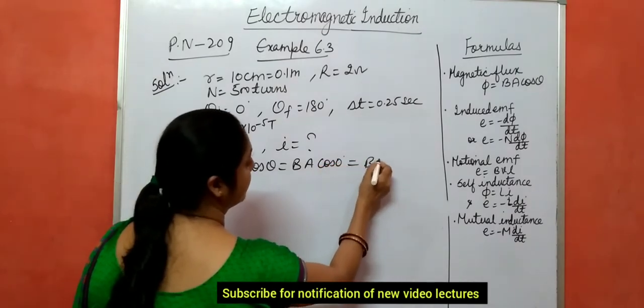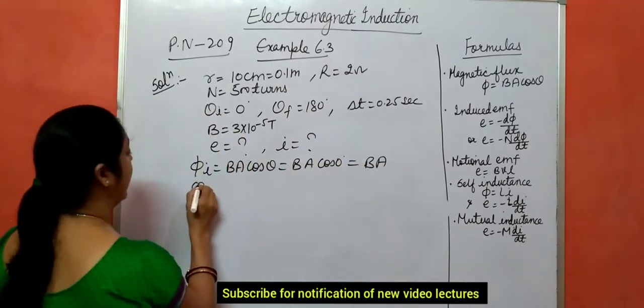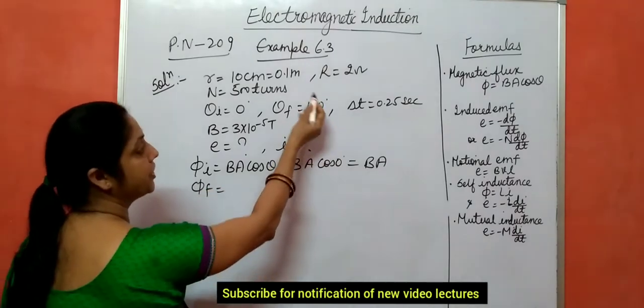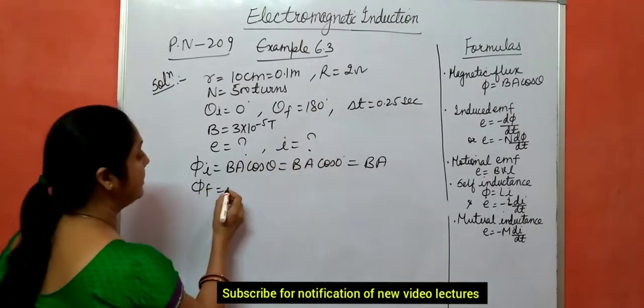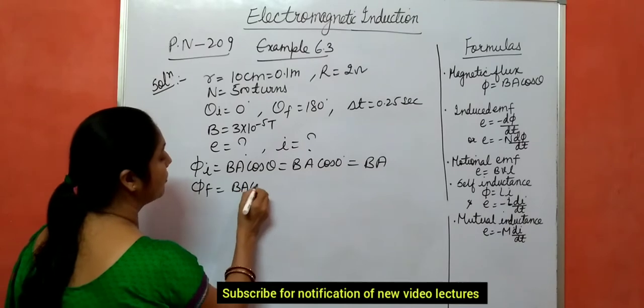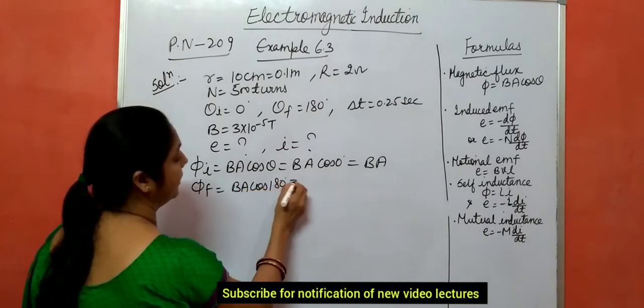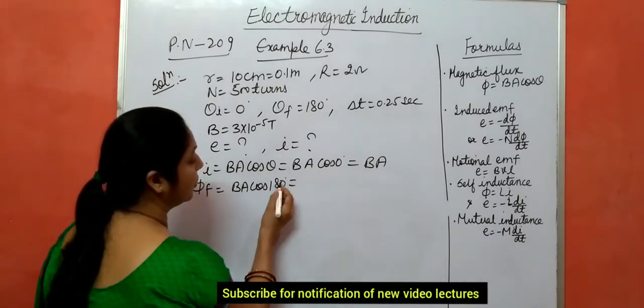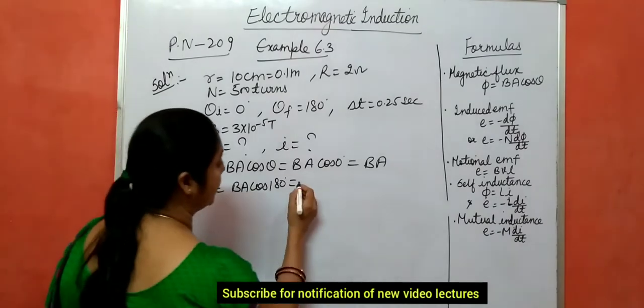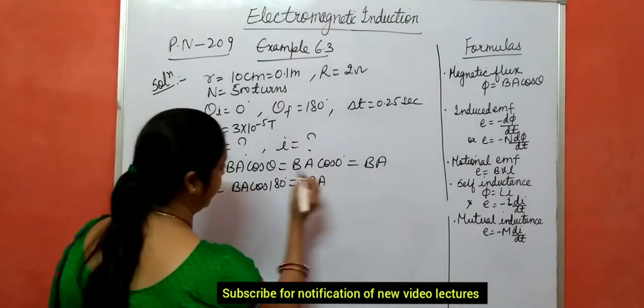So it becomes simply BA. And the final flux, it is rotated through 180 degrees. It means BA cos 180 degrees, right? So cos 180 is what? Minus 1. So it becomes minus BA.